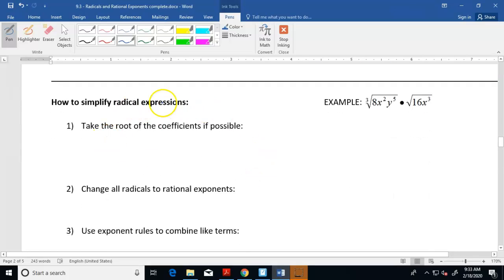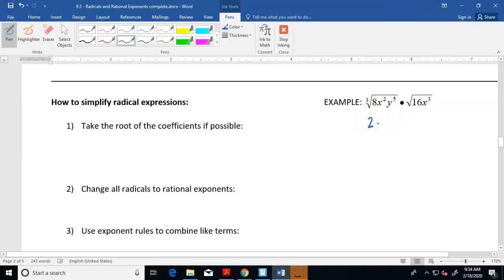Alright, how to simplify radical expressions. Okay. So if we have an example here, the cube root of 8x squared y to the 5th times the square root of 16x to the 3rd. Okay. The first thing I want you to do is take the root of the coefficients if possible. Most of the time it's going to be possible because I want you to get whole numbers. So what is the cube root of 8? Cube root of 8. What number times itself 3 times? 2.